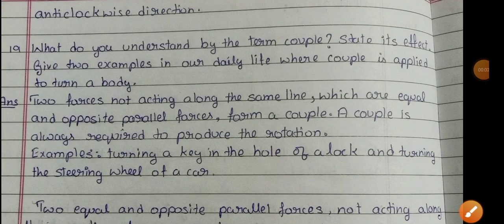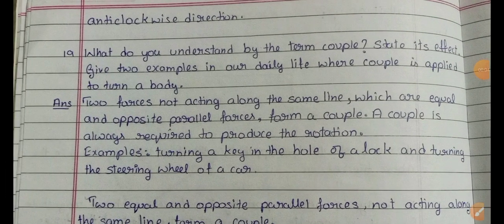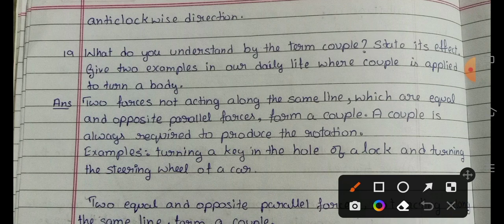19th question. What do you understand by the term couple? State its effect. Give two examples in our day-to-day life where couple is applied to turn a body. So, what do you understand by the term couple? Couple means here there will be two forces, a pair of forces. Okay. So, what is the definition of couple? Two forces not acting along the same line, which are equal and opposite parallel forces, form a couple.